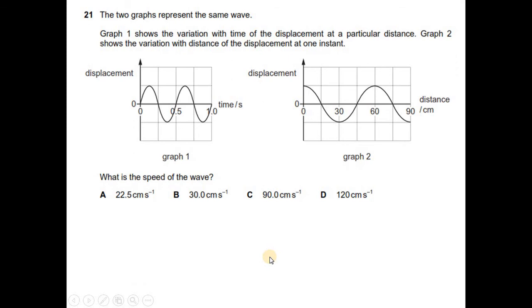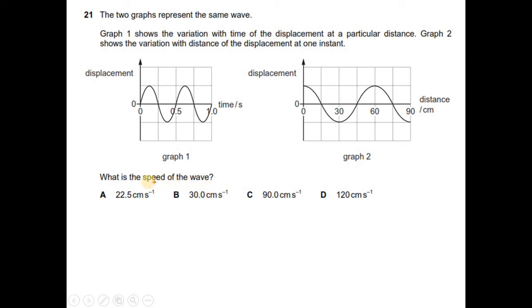Question number 21. Two graphs represent the same wave. Graph 1 shows variation with time of the displacement at a particular distance. Graph 2 shows variation with the distance of the displacement at one instant. So basically, these are the two graphs. This is displacement versus time, and this is displacement versus distance graph. So what is the speed of the wave?